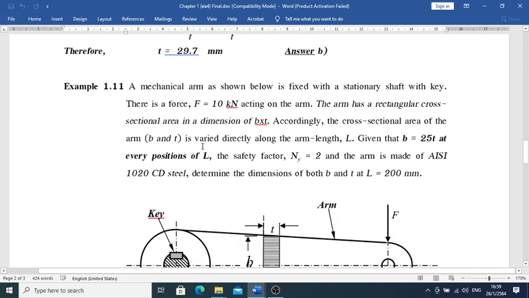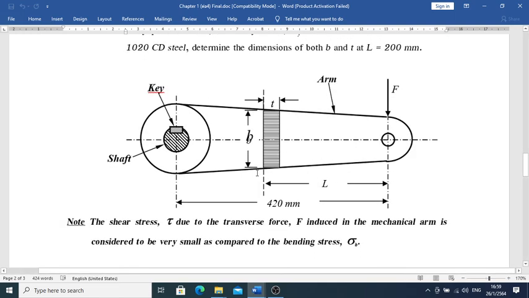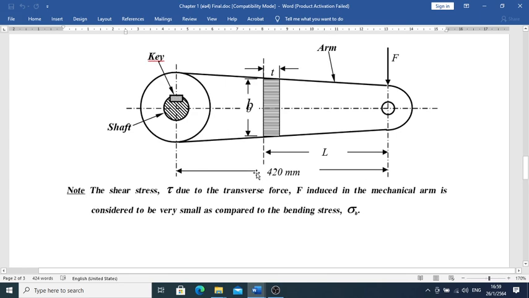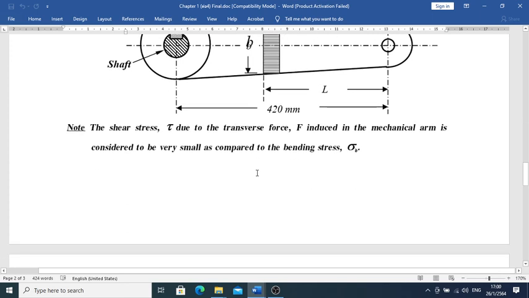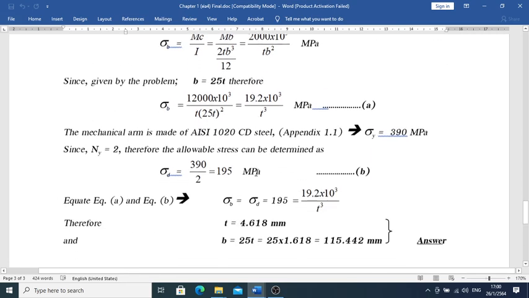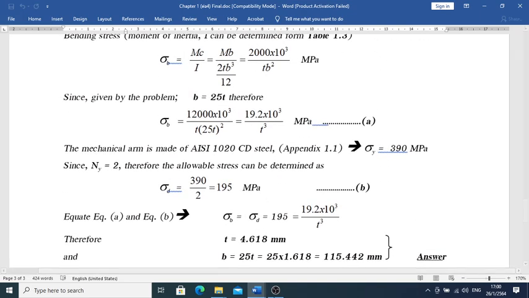Then 1.11 is another exam that I put up for you as an example, from 2 years ago. You may have a look at it by yourself. This one, I'm sorry, is the crank arm, things like that. It's going to be very straightforward anyway, so you may have a look at it.